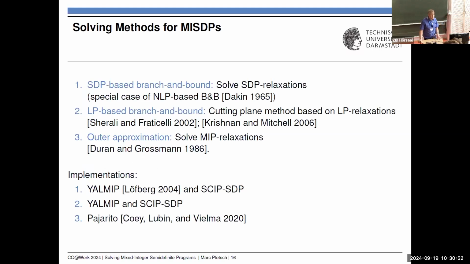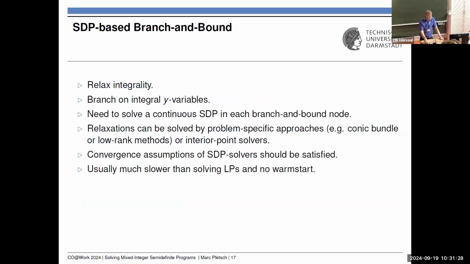And then there is an LP, linear programming based branch and bound method, where we use linear inequalities, and I'll also explain how this works. And then there's outer approximation, where you derive mixed integer linear programming relaxations and repeatedly solve those. I will not speak about this, as there's only one implementation, but I will speak about the first two. At the bottom, you see that there are certain codes that implement these three methods.